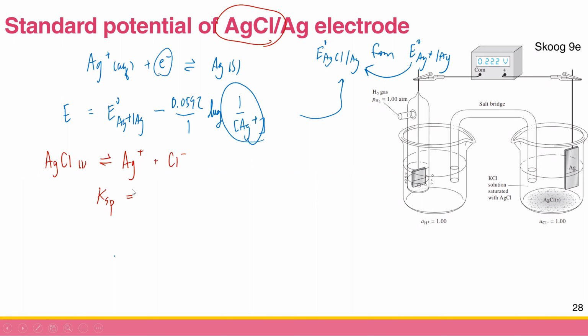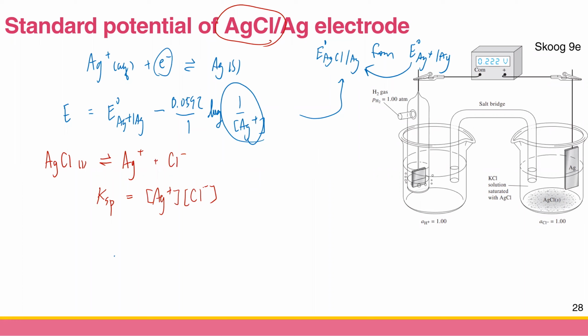What is the KSP of silver chloride? The expression of the KSP is the concentration of silver ion multiplied by the concentration of chloride ion. Good. Okay, so we know this: the KSP is equal to the silver ion concentration times the chloride concentration.